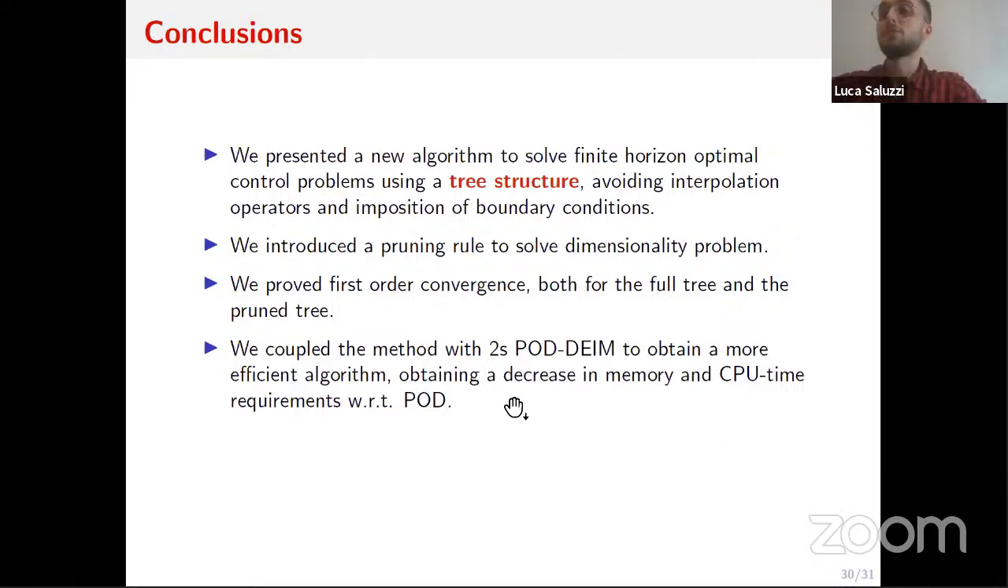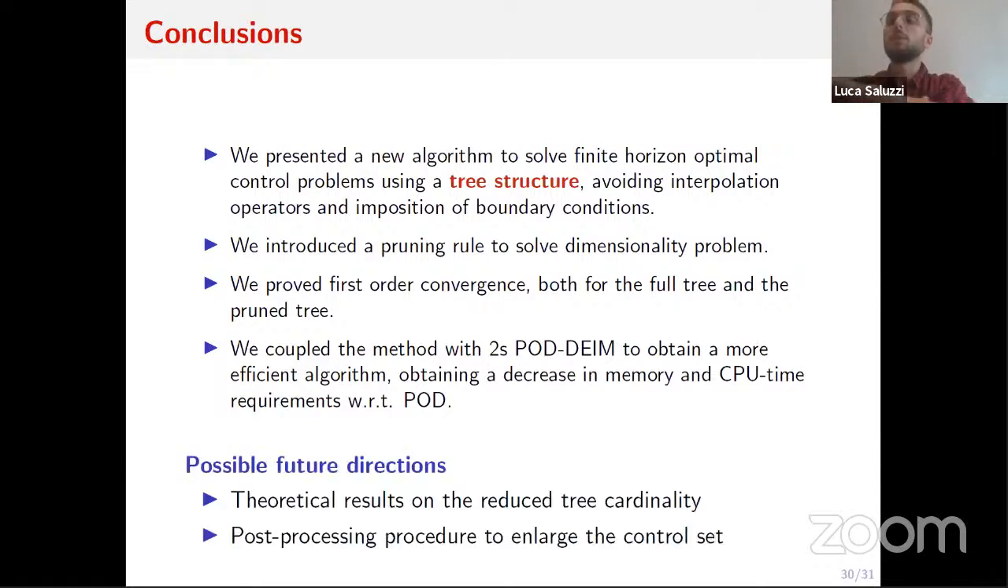And you saw that we obtain for sure a more efficient algorithm in the offline phase, since we are storing fewer vectors and we are dealing with a lower dimension, but also sometimes in the online stage, since we have more reduction in the pruning. So a possible future direction could be theoretical results on the reduced tree cardinality. It is interesting to see why the tree prunes more in the two-side POD framework, and then some processing procedure if we want to enlarge the control set. Okay, so that's it.